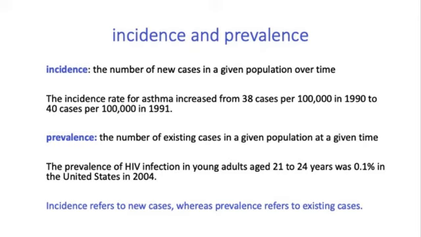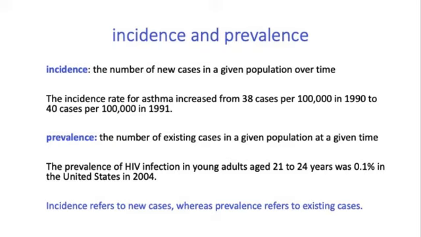Incidence means the number of new cases of a specific disease in a given population over time. So, for example, the incidence rate for asthma increased from 38 cases per 100,000 in 1990 to 40 cases per 100,000 in 1991.